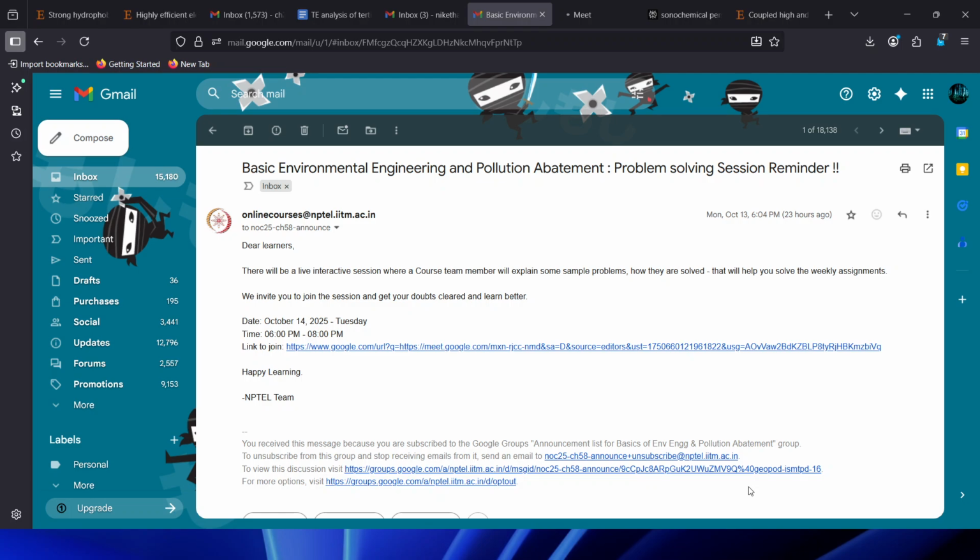So the Central Pollution Control Board has initiated the National Air Quality Monitoring Program, or NAMP, to monitor selected pollutants at certain locations throughout the country.